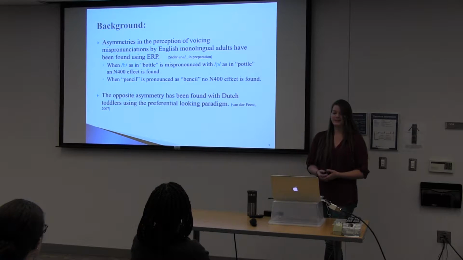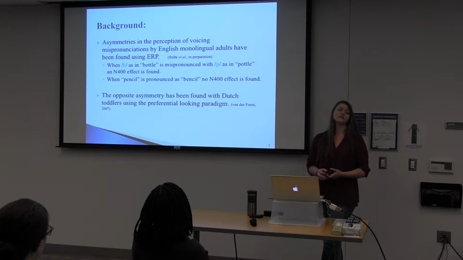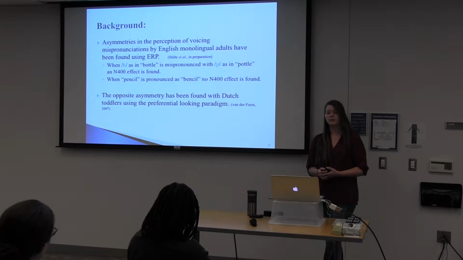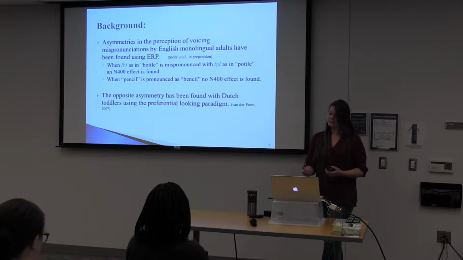The opposite asymmetry has been found with Dutch toddlers using the preferential looking paradigm. So they have found that a word in Dutch that starts with the P phoneme is going to be recognized when it's mispronounced with the B phoneme. However, this has not been found with English or with Dutch adults because the preferential looking paradigm may just not be sensitive enough to actually be able to pick up on this asymmetry in adults.